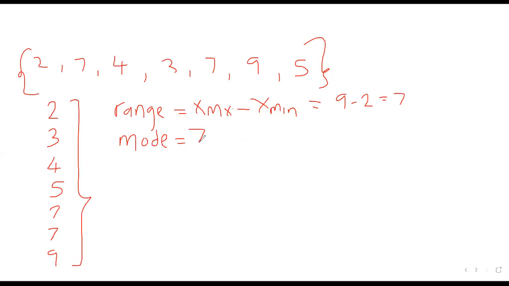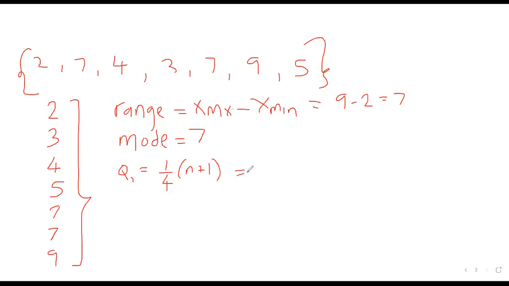Then we go to the quartiles. We have what we call the lower quartile. It's given by Q1. The lower quartile is a quarter of n plus 1. N stands for the number of observations. So how many observations do we have? 1, 2, 3, 4, 5, 6, 7. We have 7.